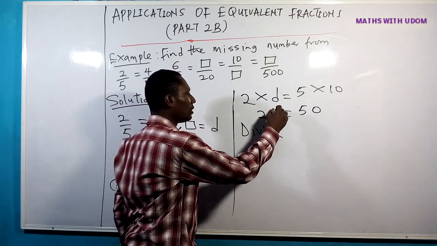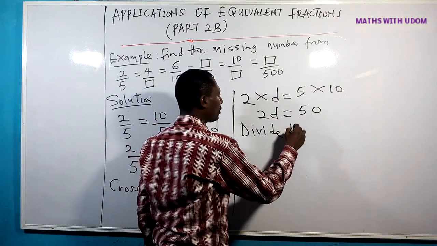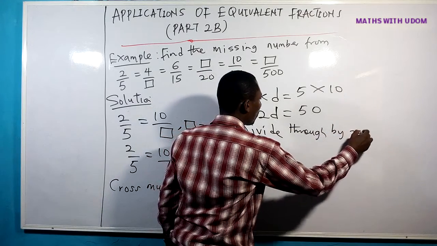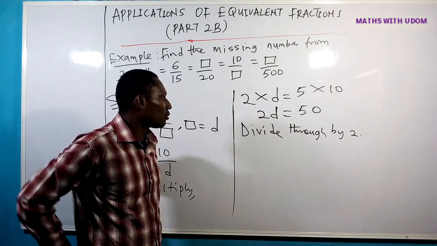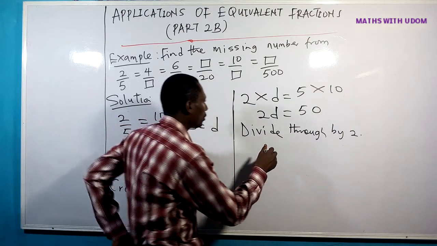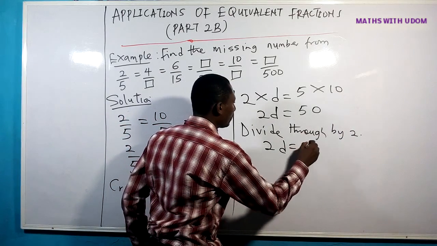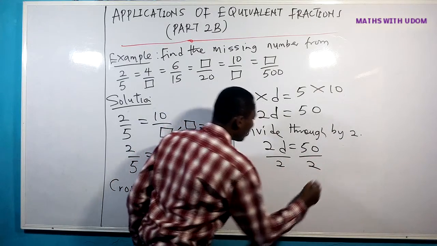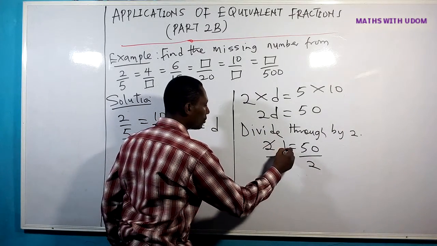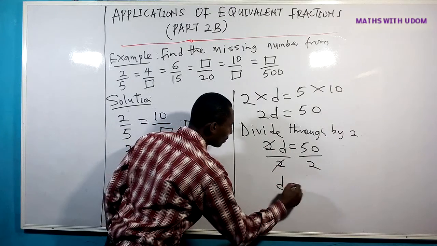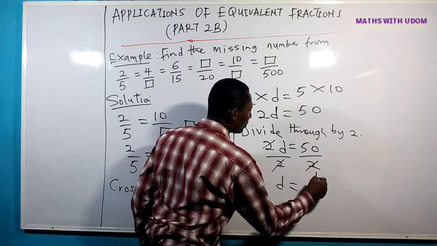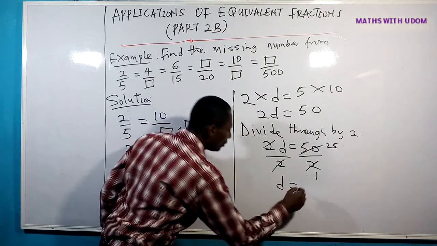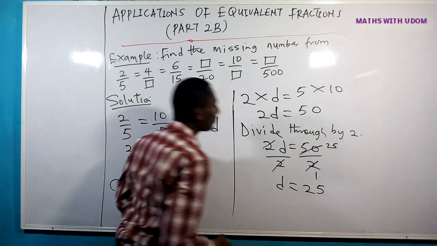I'll divide through by the coefficient of the unknown. And what is the unknown? D is the unknown. So divide through by 2. If you divide 2D by 2, what do you have? 2D equals 50. Left hand side divided by 2, right hand side divided by 2. So 2 cancels 2. So what do we have? D equals, how many 2 is in 50? 2 here 1, 2 here 25. So D is equal to 25.